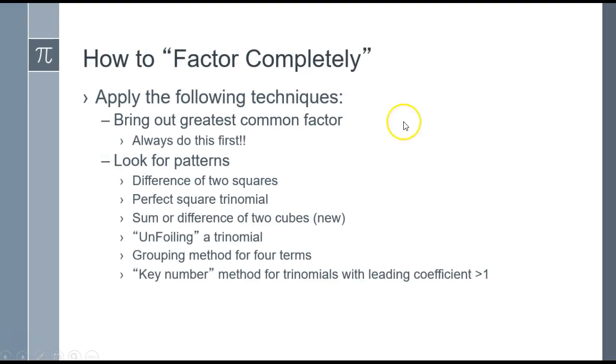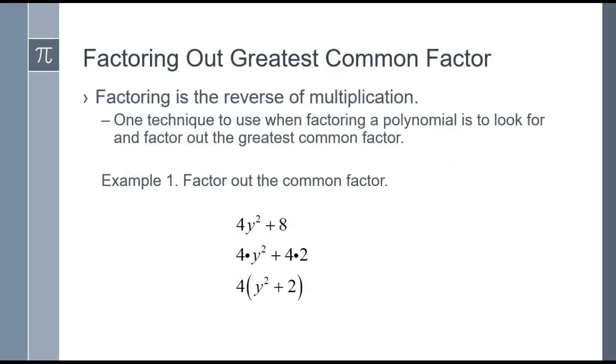So the way we factor completely, we're only going to work with this first step here of bringing out the greatest common factor, but then we're going to look for other patterns to get to that completely factored form. So factoring is just the reverse of multiplication, and the first thing we always use in any technique is to try to factor out any common factor.